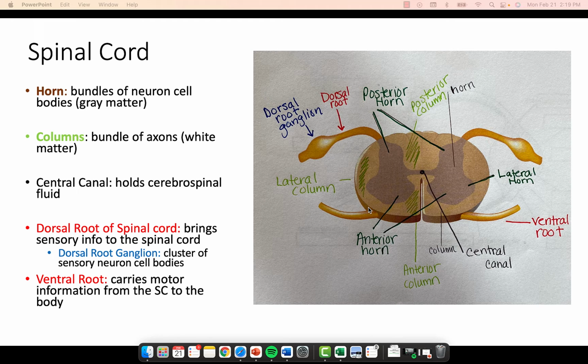That would be more of a reflex, so that would actually travel through a reflex arc straight through the dorsal root ganglion, and it wouldn't go up to the brain. It would make a synapse here on an interneuron in the posterior horn or in the lateral horn, and then continue out through the ventral root here via a motor neuron.